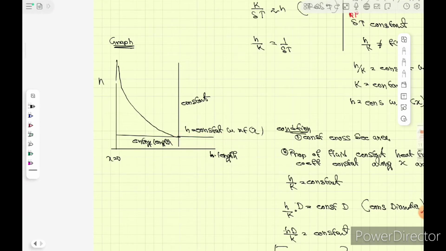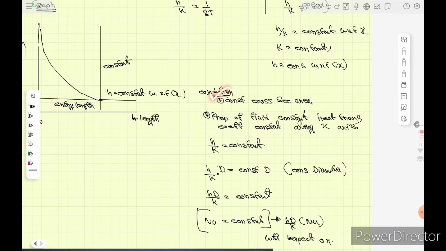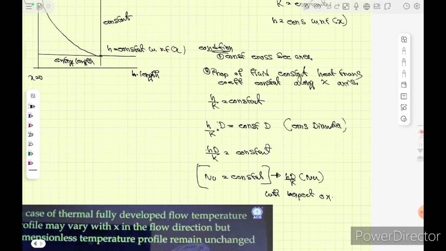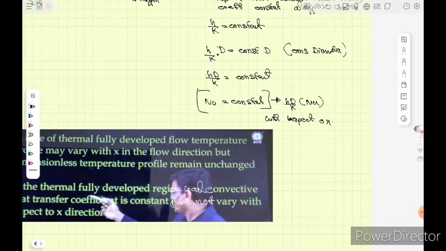What are the conditions? Constant cross section area, and the properties of the fluid are constant, so the heat transfer coefficient along the x-axis is also constant. h by k into d, we are multiplying with d, is also constant. So hd by k, that is also constant, and hd by k, you know, that is Nu. Nu is also constant. That is a very simple and very important relation.